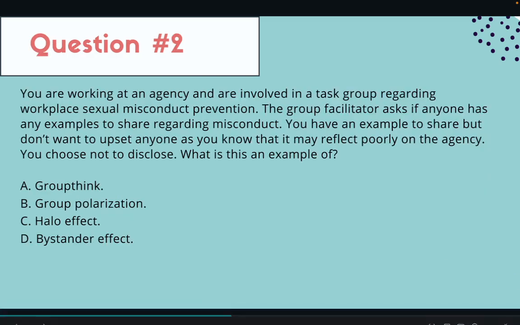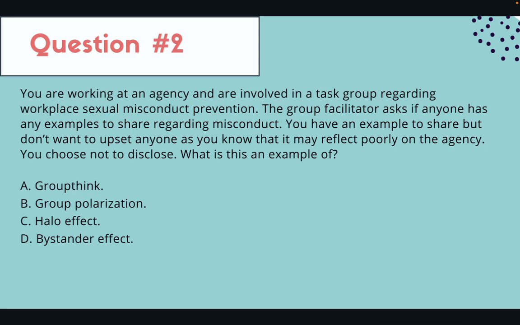Question number 2. Try this one out. You are working at an agency and are involved in a task group regarding workplace sexual misconduct prevention. The group facilitator asks if anyone has any examples to share regarding misconduct. You have an example to share, but don't want to upset anyone, as you know it may reflect poorly on the agency. You choose not to disclose. What is this an example of?